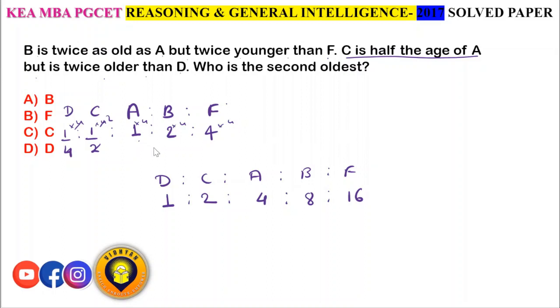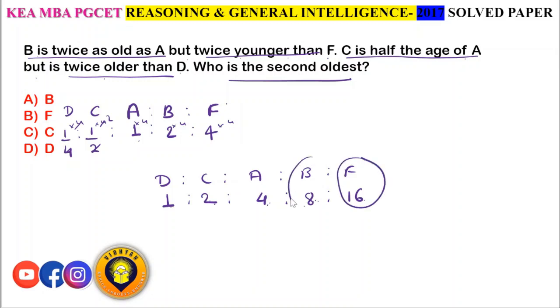Now again understand, it is very clear that B is twice as old as A, correct? B is 2 times of A. But twice younger than F, yes, half of F. C is half the age of A, yes. But twice older than D, yes, he is 2 times older than D. Now who is the second oldest? First oldest is F, second oldest is B. So B is the answer.